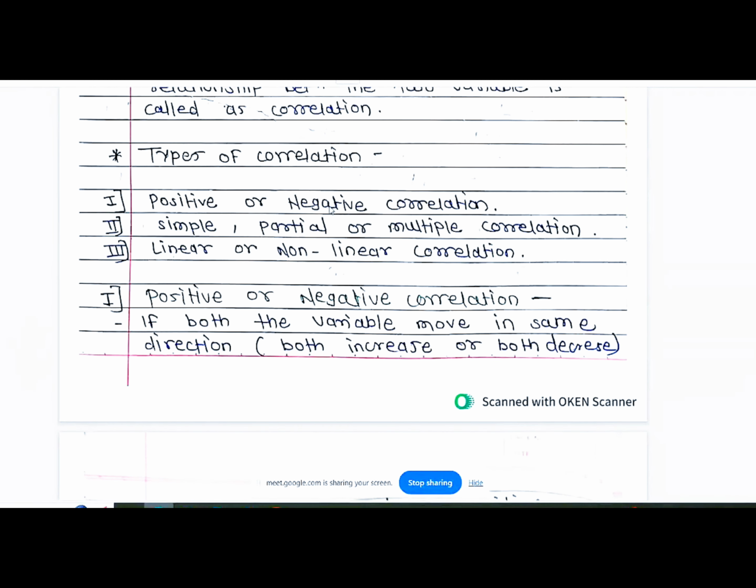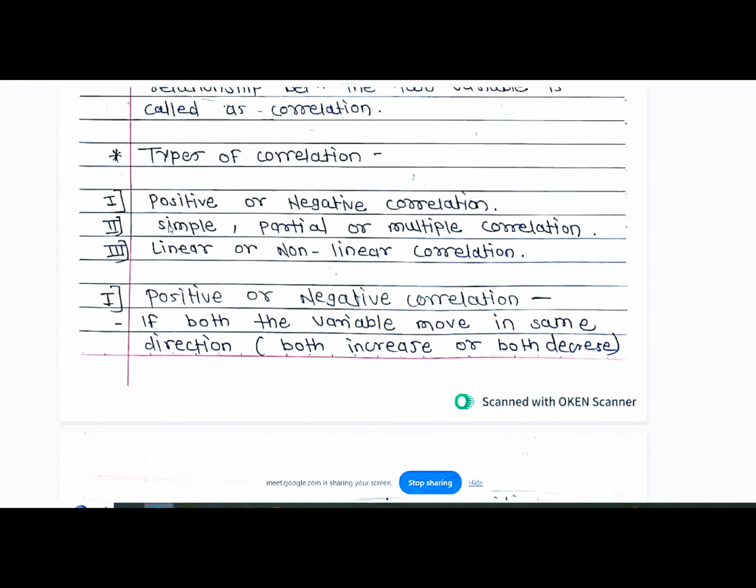Then another very good example is the sale of woolen garments and day temperature, right? If the day temperature increases in the summer, the sale of woolen garments is going to decrease. So it is negative correlation. And if the day temperature decreases, sales increase. So it is negative correlation.